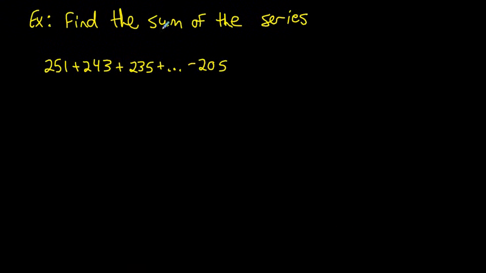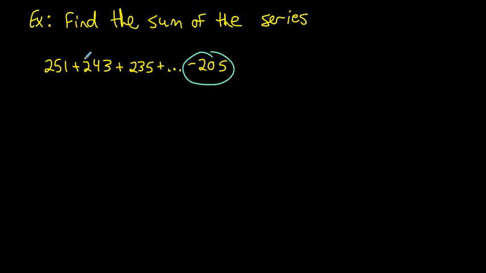How about this? Find the sum of the series. So now the terms are all being added together, so we now have a series. If we want the sum of this series, we'd first have to know, okay, this means we skipped a bunch of terms, right? The first term is 251, then there's 243, and it skips a bunch, and then we get to -205. So if we're going to find the sum of this series, we first need to figure out how many terms we have in this series. So what term number is -205?